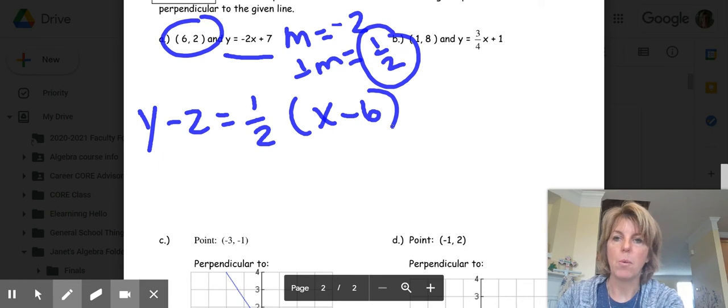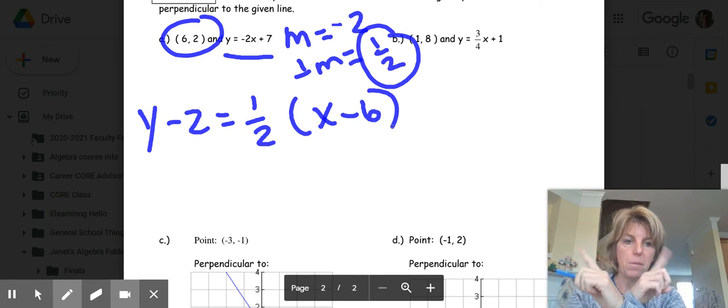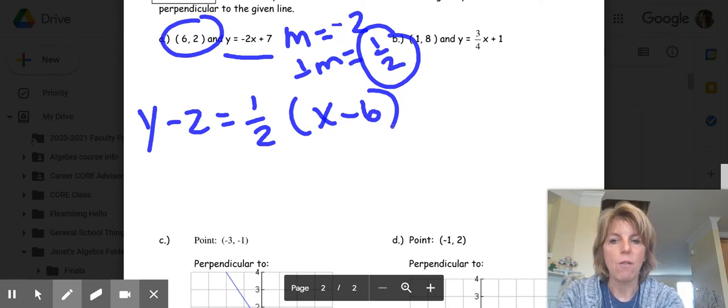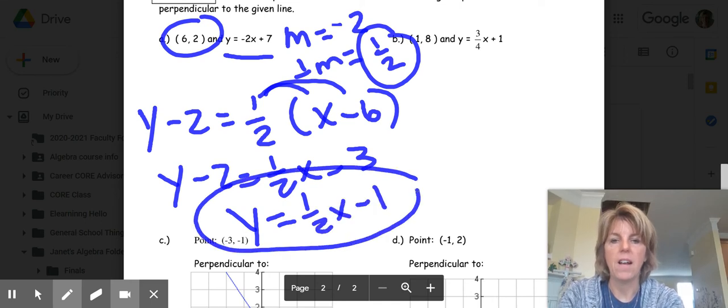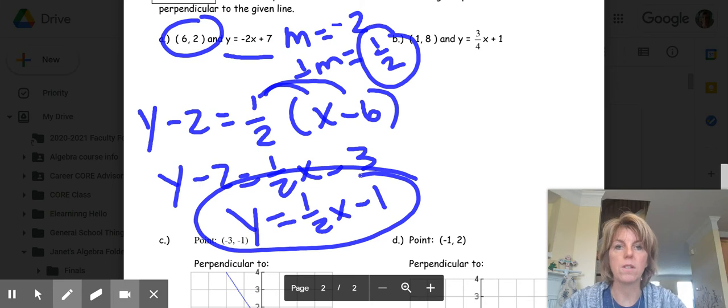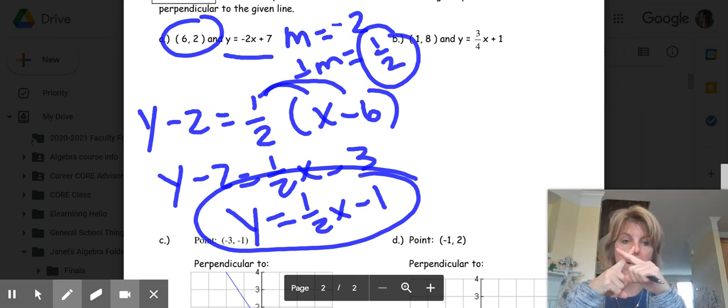Knowing that, we take that point and we flip the spots and flip the sign. So it's flip, flip between the two things. Then I can solve for our y-intercept. Remember, I distribute to get y minus 2 equals 1/2 x minus 3. Then I add 2 to both sides and I get y equals 1/2 x minus 1. There is the equation for this line that, if I graphed both of those on the same graph, they would cross at a right angle. They would be perpendicular to each other.